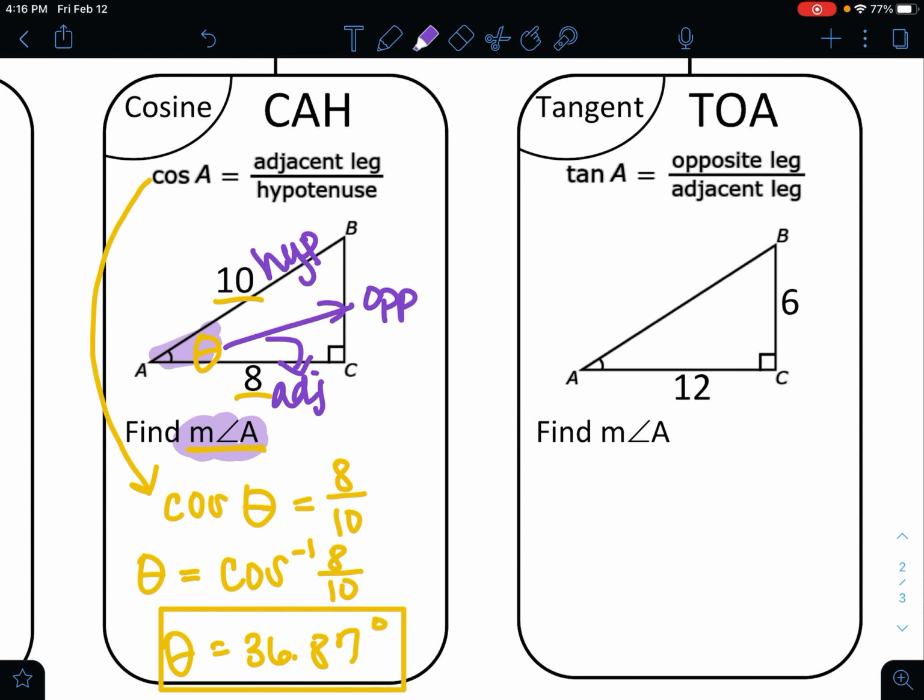Okay, last but not least. So this is the angle in question. Let's go ahead and label this thing. This is, of course, the hypotenuse. AB is the hypotenuse. So hypotenuse for AB, this is going to be opposite, and this is going to be adjacent.